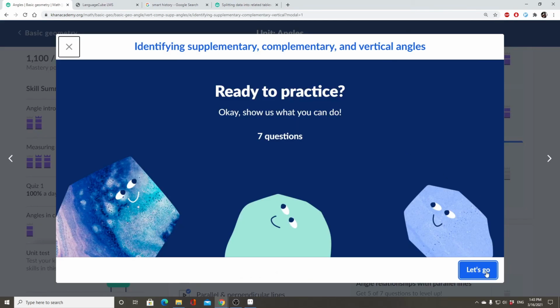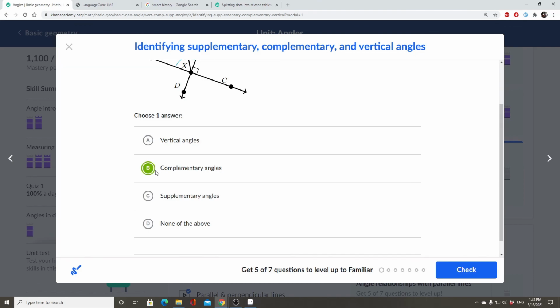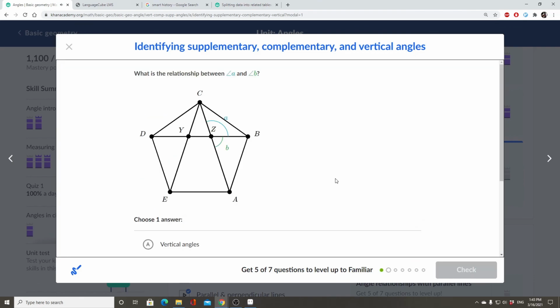All right, so this will be the last one today. I got about 7 minutes before I gotta stop. So show us what you can do. What is the relationship between A and B? Oh, okay. They're complementary. Yeah. Cool. What is the relationship between A and B?